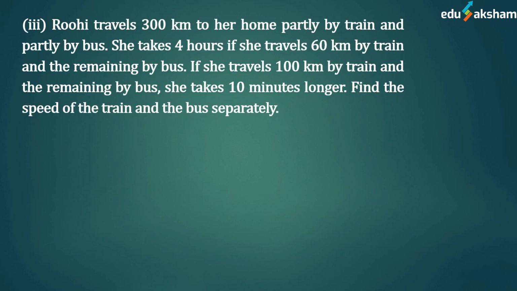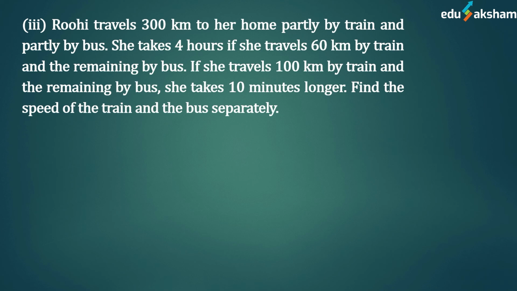The third question is, Ruhi travels 300 kilometers to her home, partly by train and partly by bus. She takes 4 hours if she travels 60 kilometers by train and the remaining by bus. If she travels 100 kilometers by train and the remaining by bus, she takes 10 minutes longer. Find the speed of the train and the bus separately.